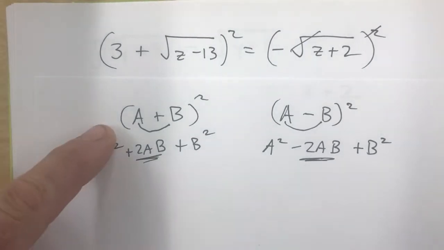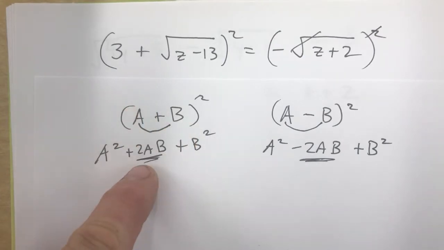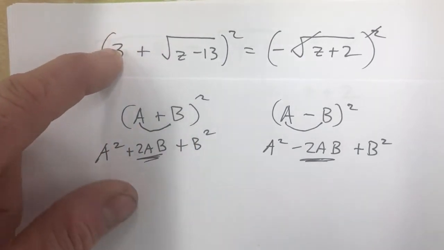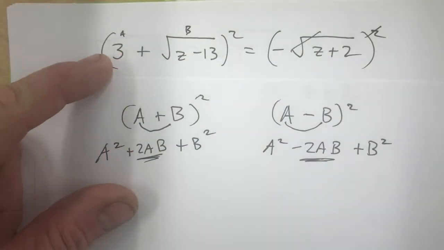So this is what you have when you square a binomial. You square the a, you square the b, and then you got to multiply these together and double it. That's the same thing I have to do there. In this problem, that would be my a, and this radical would be my b.